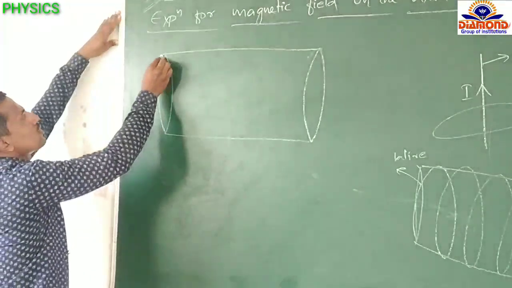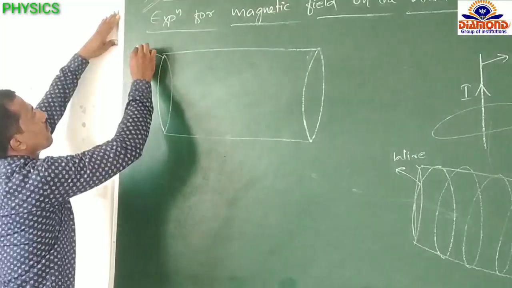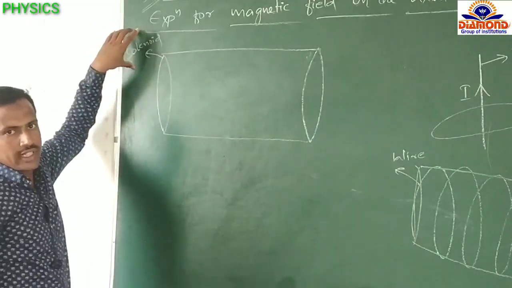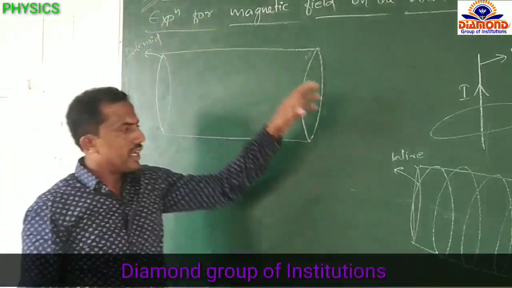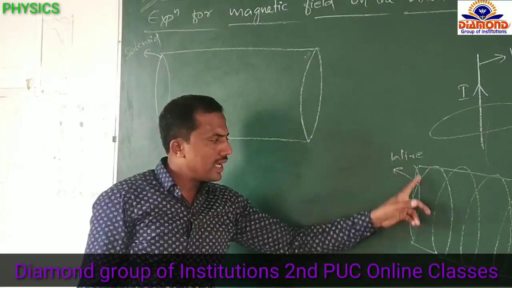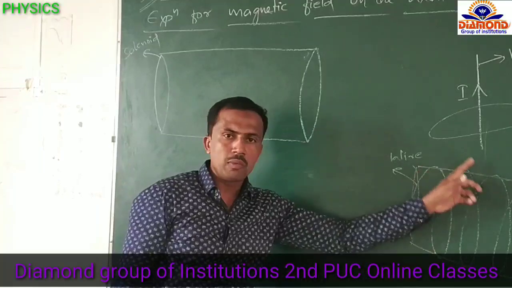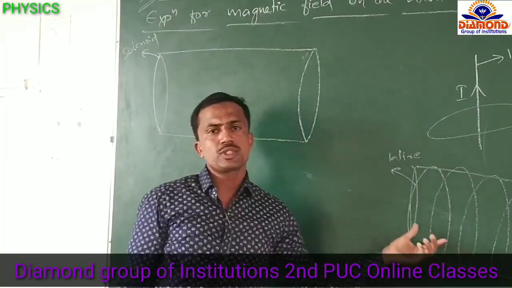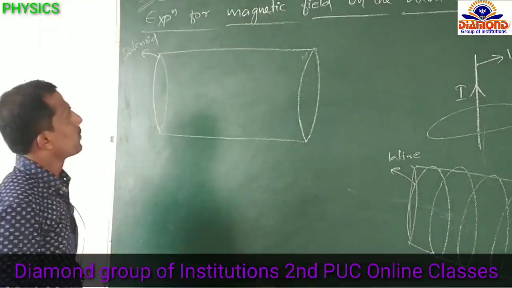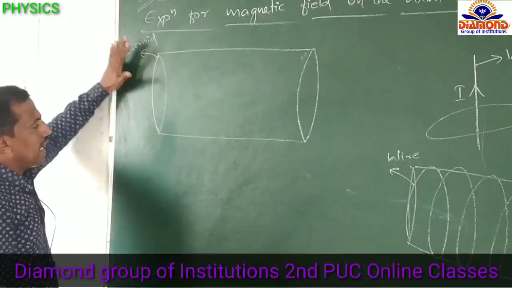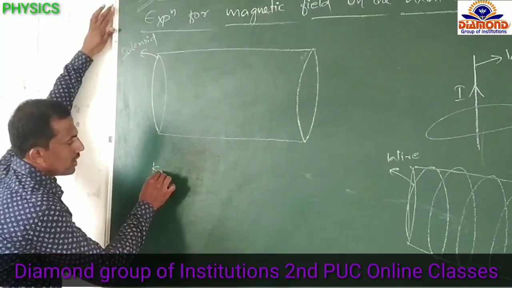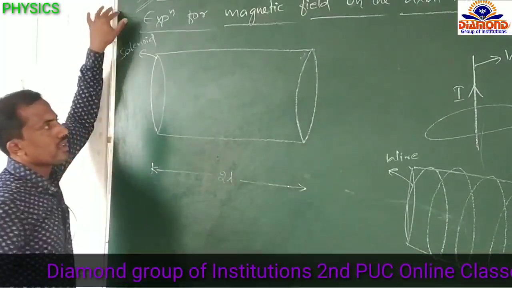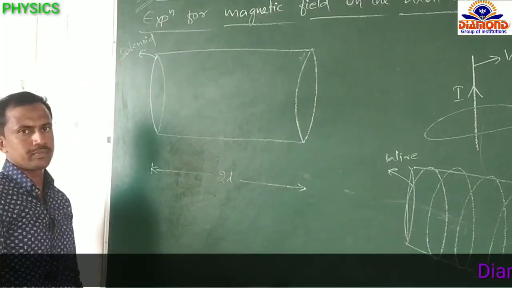This is the solenoid. Solenoid means a long wire bent in the form of a helix where neighboring turns are closely spaced. The length of the solenoid is 2L.